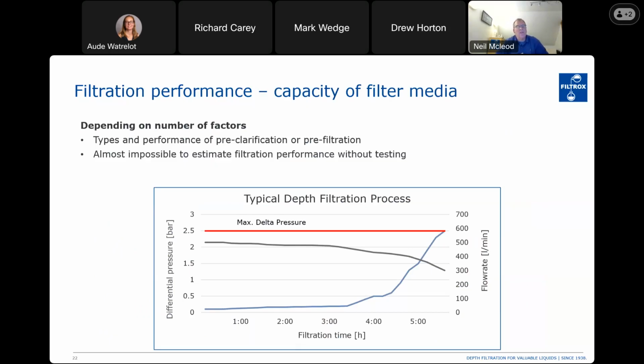Again, when we look at filtration, we actually look at the differential pressure. So we start up and we have a very low differential pressure, and then suddenly the differential pressure starts to climb. If we look at the flow rate, you see the flow rate is very stable, but as the pressure starts to climb, the flow rate will drop off. And then we reach our maximum differential pressure, and it's time to stop that filtration process.